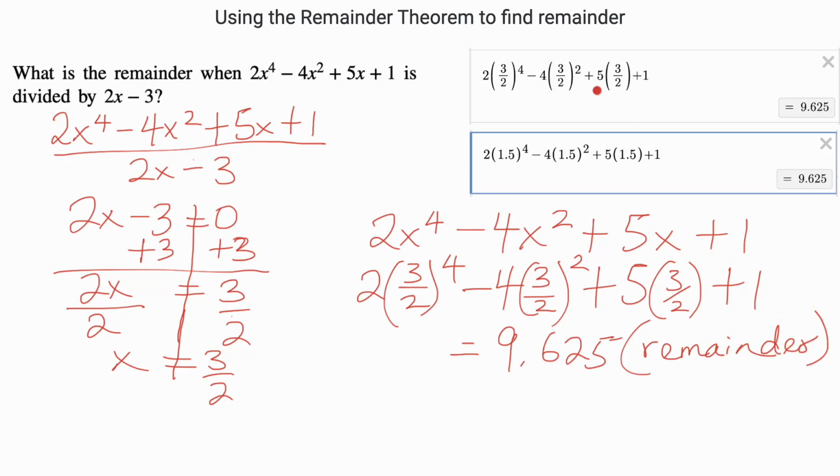And that's what you see here too, 9.625. And for some of us, we prefer fractions to decimals. If you do, that's what you see here, 1.5, and it gives you exactly the same answer.